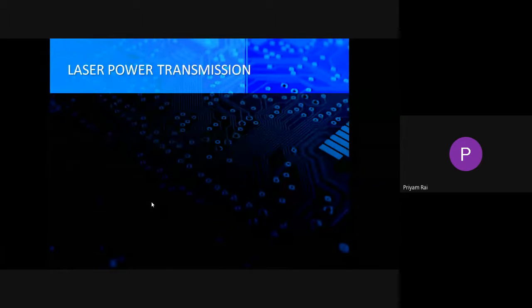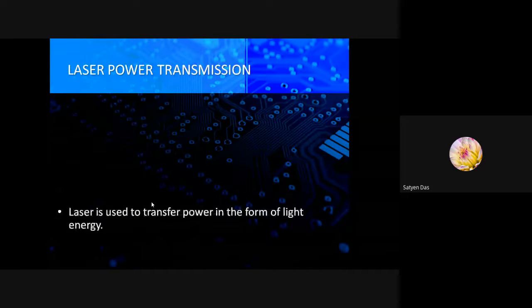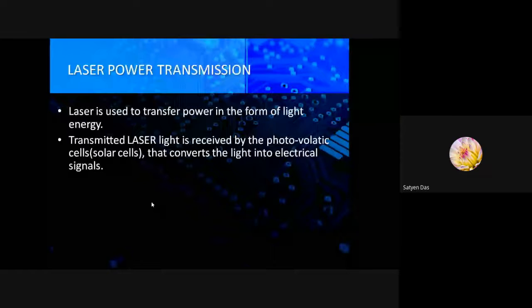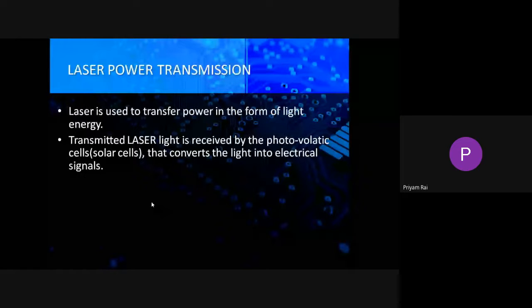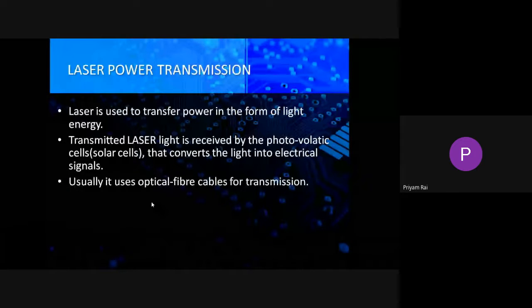Then laser power transmission, which is the second type of far field technique. Laser is used to transfer power in the form of light energy. Then the transmitted laser light is received by the photovoltaic cells, that is the solar cells, that convert the light into electrical signals. Usually it uses optical fiber cables for transmission.